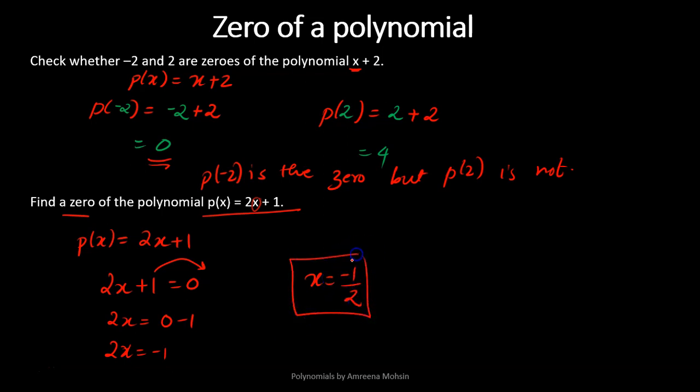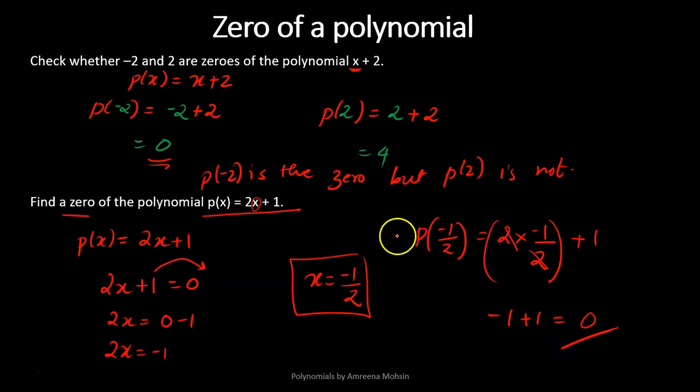So this is my 0. If I substitute in this equation with minus 1 by 2, then I'll get a 0. So let's try that. Let's verify our answer. P of minus 1 by 2 gives us 2 into minus 1 by 2 plus 1. Let me put this in brackets. The 2 and 2 can get cancelled and we are left with minus 1 plus 1, and that is a 0.